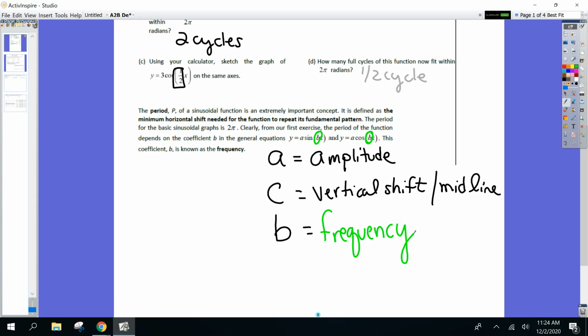Frequency, everyone, frequency. How many curves we're going to see if we graph to 2 pi. If we're going to graph to 2 pi, the frequency, that number tells me how many curves we're going to see. All right, so amplitude for A, vertical shift for C, frequency for B. Questions? Everyone's good? Okay.